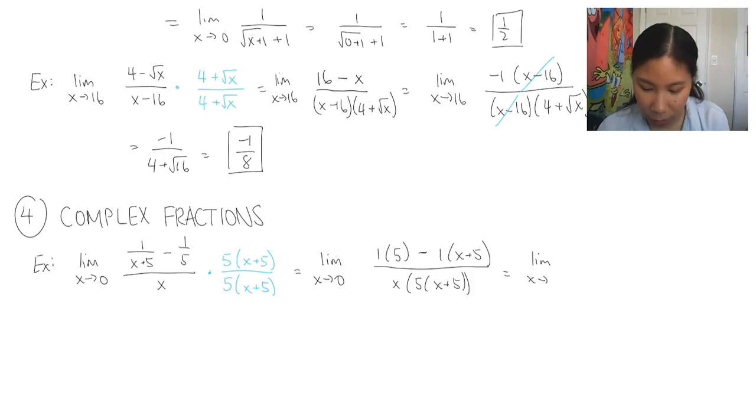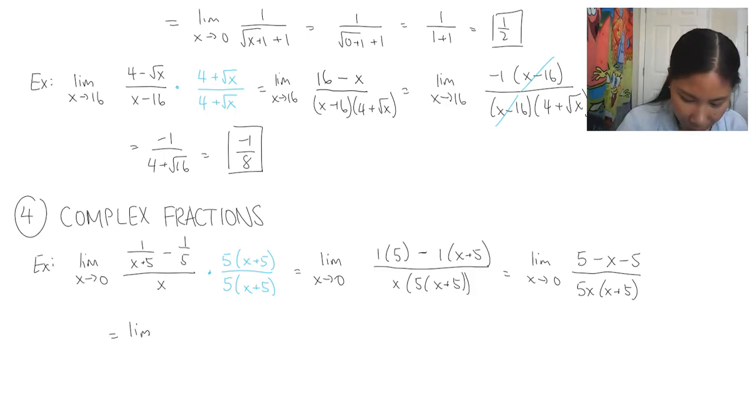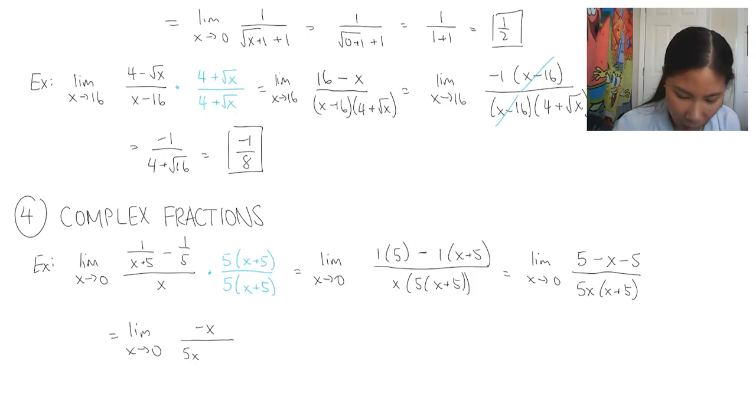Again, our goal is to always cancel out with something, because now on top, when I simplify this down, I end up with 5 minus x minus 5, because I got to distribute that negative. And then on the bottom, I can rewrite this as 5x times x plus 5. Just looks a little nicer. Okay, and then on top, now I can simplify this into negative x, because the 5 minus the 5 equals 0. And then I've got the 5x times x plus 5 on the bottom.